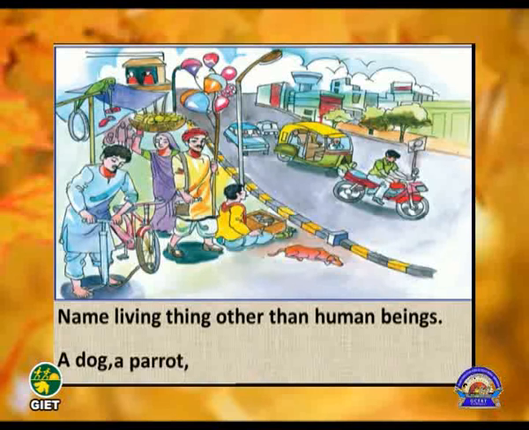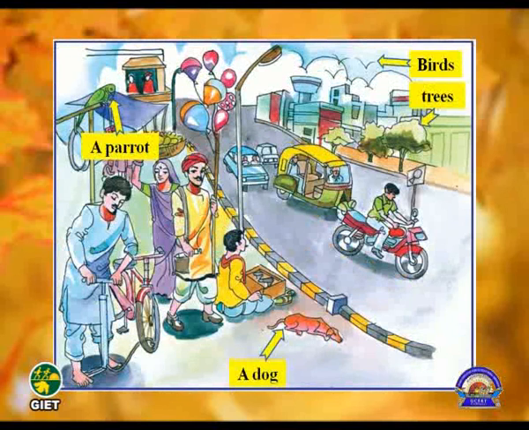What other living things other than human beings can you point out? Look carefully. Yes, have you noticed these 3 birds? We cannot figure out what bird are they. 1, 2, 3. So there are 3 birds in the sky. And trees are also living things.